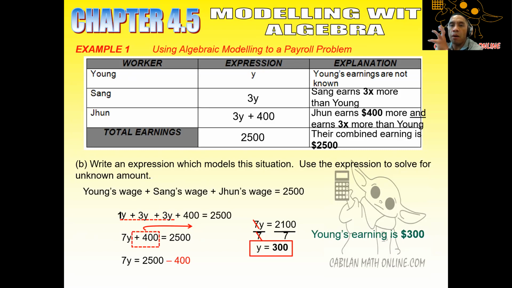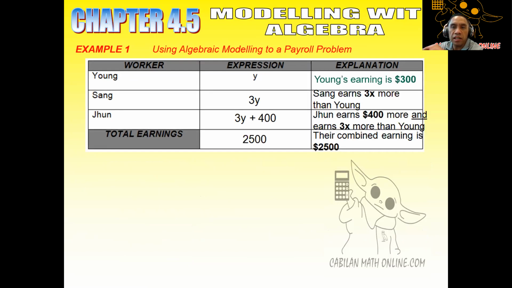So we can now alter what we have as part of the explanation. So let's complete the table here. As you can see, Young's earnings is $300. So now that we know y, we can now solve for Sang and June's wage.